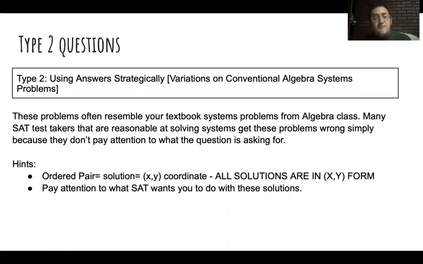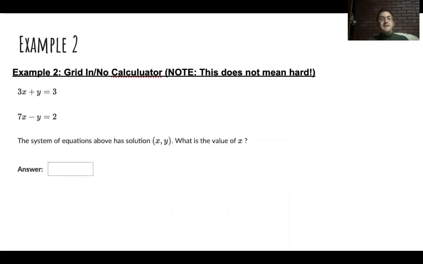All right. Another type of questions that you're going to see are kind of like those straightforward systems problems, but in disguise. And the SAT is going to ask you to do a little bit more with the solution sometimes. So this is pretty much a run-of-the-mill elimination problem. In fact, I'd say it's even about a level 1 elimination problem on Delta Math.